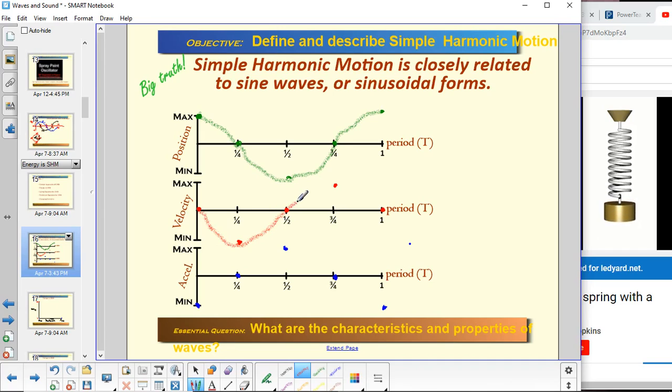And then it comes back up, and it goes faster and faster in the upward direction until it passes through the neutral position. This is the neutral position, and that's going at its maximum speed upward. And then it slows, slows, slows, and it stops when it gets to the top again. Then finally, the acceleration. This is the last one we want to look at.